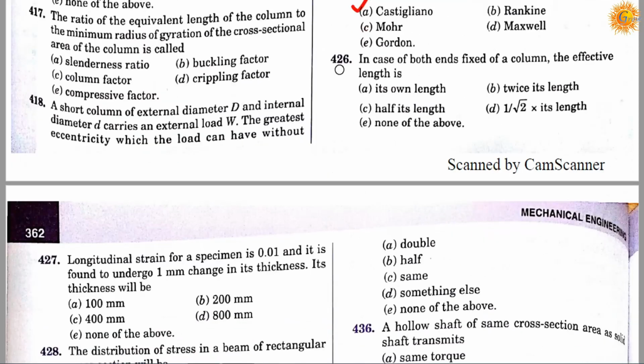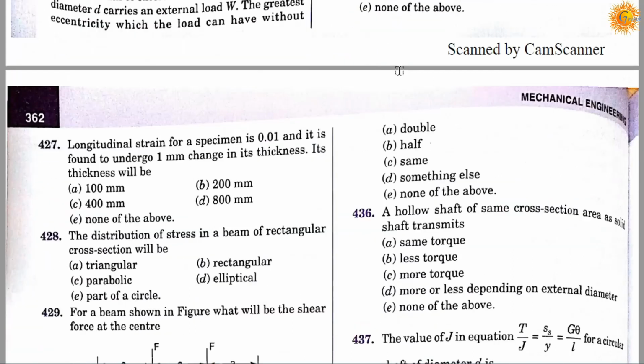Question number 426. In case of both ends fixed of a column, the effective length is option A, its own length, option B, twice its length, option C, half its length, option D, 1 upon root 2 into its length, and option E is none of the above. Correct answer C, it's half its length.